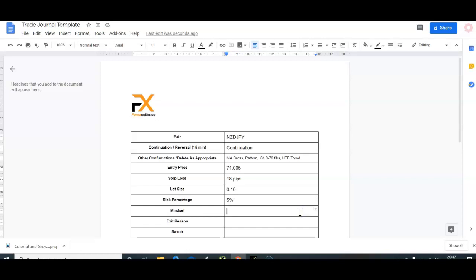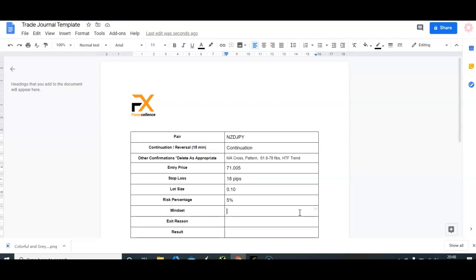Mindset. This seems like a strange one because it's obviously very variable depending on your own mood. But I think it's really, really important to put in there so you can see, okay, if I was having a bad day, has that accumulated to more losses? Do I find that if I'm in a certain frame of mind, like a nervous or a fearful frame of mind, that actually contributes to losing trades as well?